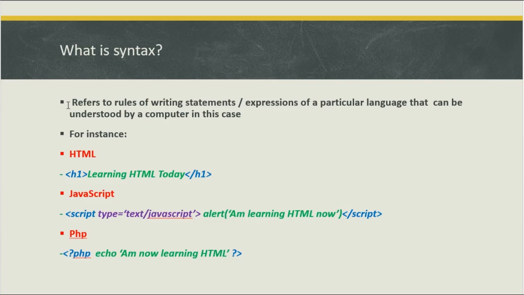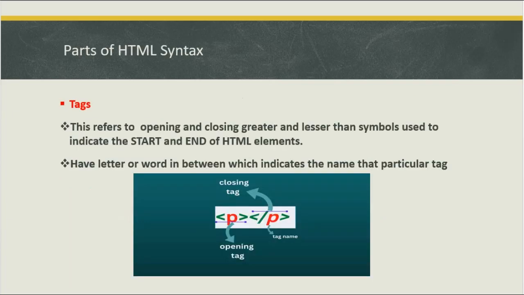Now let us move on to some of the parts of HTML syntax that you have to understand. You have to understand tags, elements, and attributes. These three things are very important for you to understand so that it will be easier for you to use this particular markup language. When you're talking about tags, we're referring to opening and closing greater than or less than symbols used to indicate the start and ending of HTML elements. Don't worry, we're going to be learning about HTML elements in a bit.